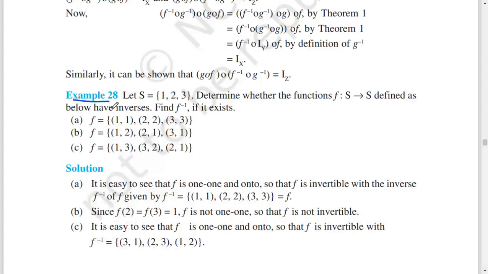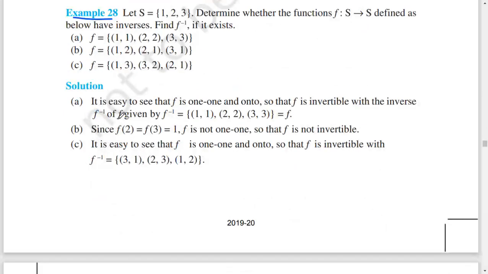Example 38. Let S = {1, 2, 3}. Determine whether the functions f: S → S defined as below have inverses. Find f inverse if it exists. A. f = {(1,1), (2,2), (3,3)}. B. f = {(1,2), (2,1), (3,1)}. C. f = {(1,3), (3,2), (2,1)}. Solution.